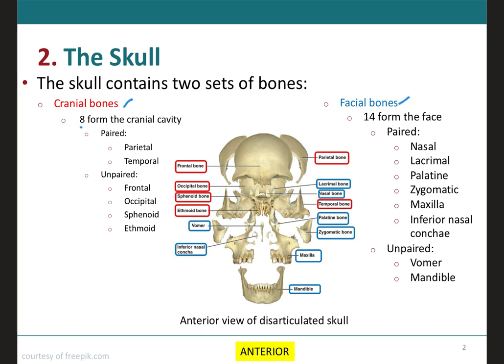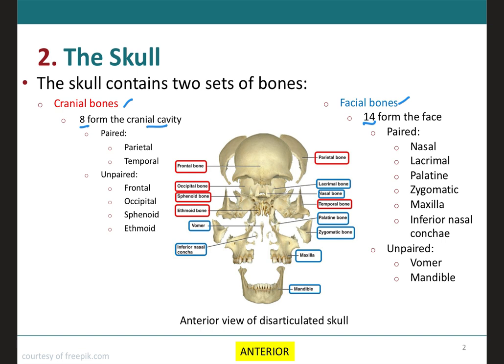There are 8 cranial bones and 14 facial bones for a total of 22 bones. It is important to note that these do not include the middle ear bones, which we will cover later on in this module. The cranial bones are going to form the cranial cavity, which will enclose and protect the brain. That's why it's called the cranial bones. This means that all of the cranial bones will be in close contact with the brain.